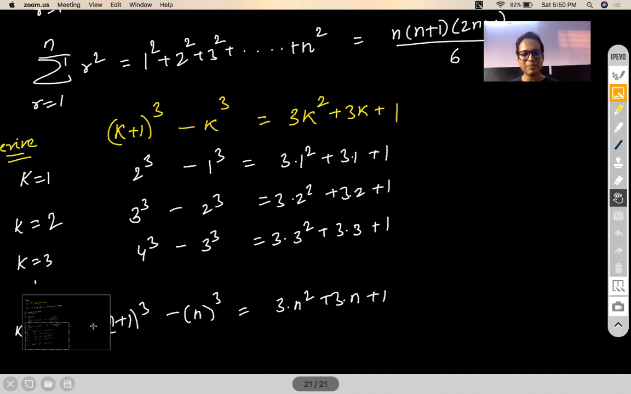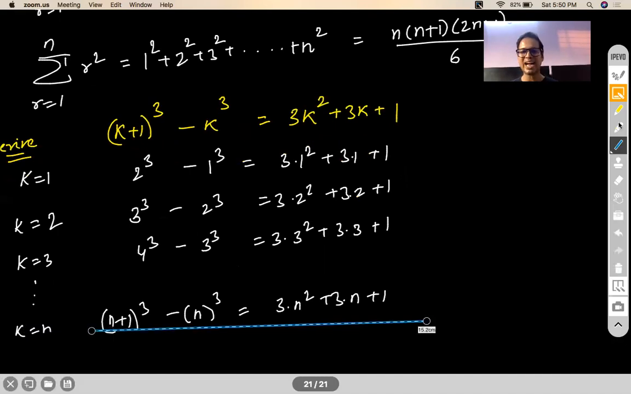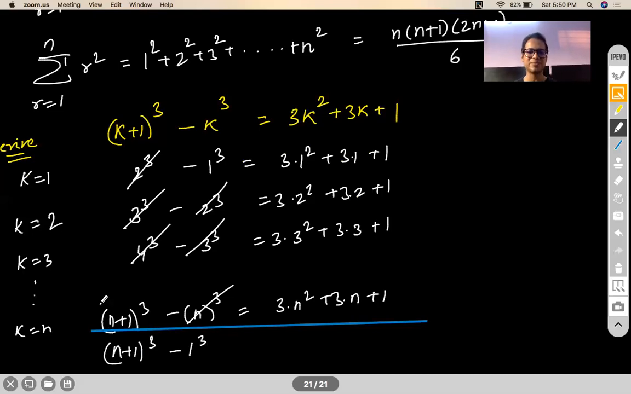Just add them all. That means add all the terms on the left hand side of the equal sign and add all the terms on the right hand side. On the left hand side, you would realize that these terms will start cancelling out, ultimately leaving you with (n plus 1) cube minus 1 cube. That is, this term and this term will survive. On the right hand side, just focus on adding these columns first.